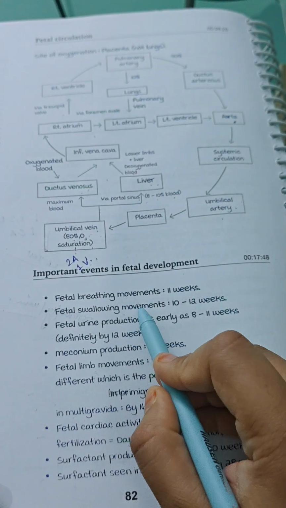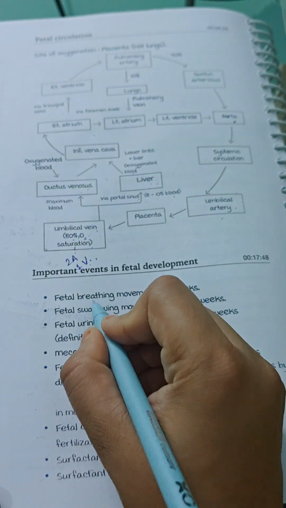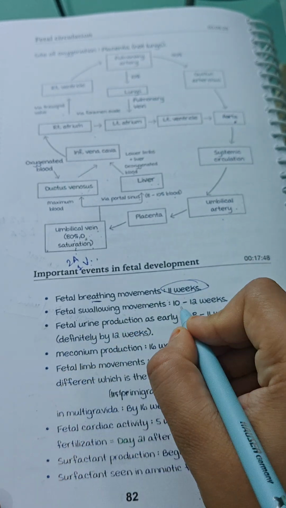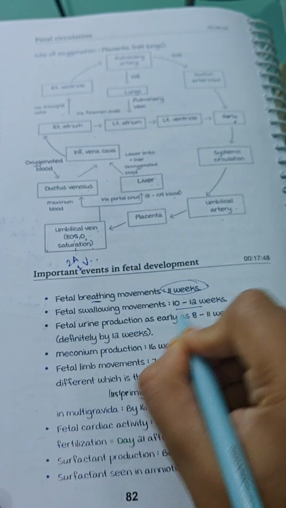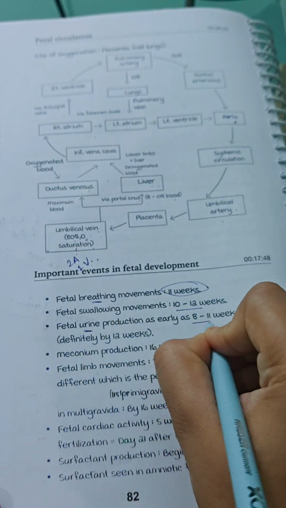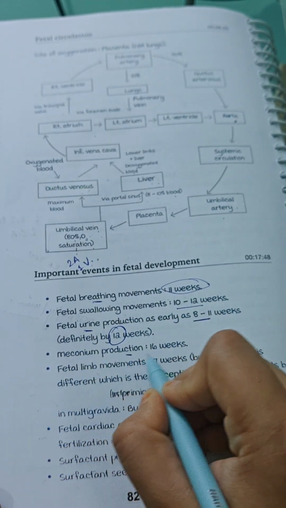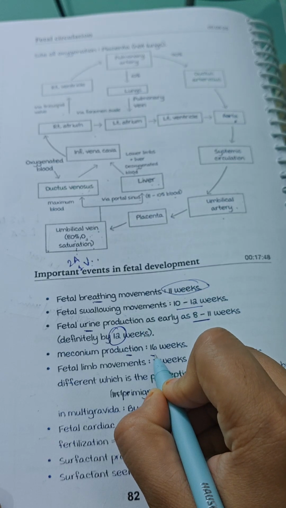Now, fetal breathing movements start at around 11 weeks. Fetal swallowing movements occur at 10 to 12 weeks. Fetal urine production occurs at 8 to 11 weeks, definitely by 12 weeks. Meconium production can happen after 16 weeks.